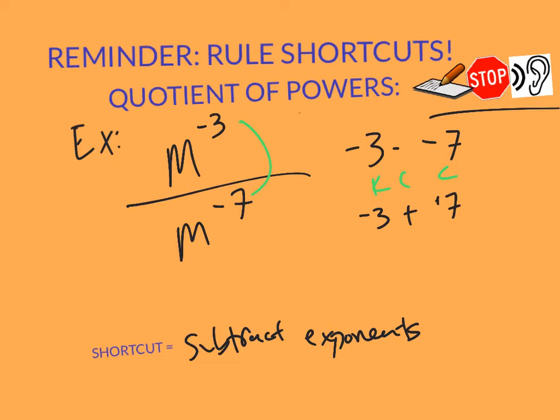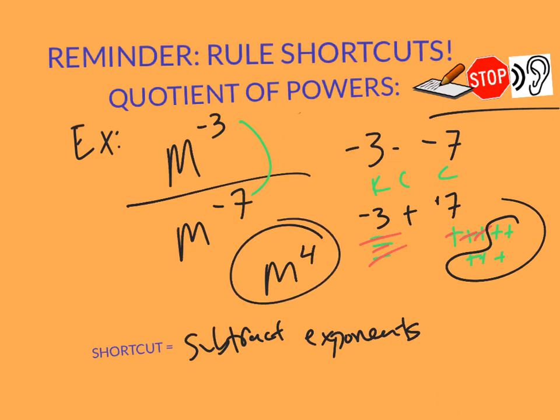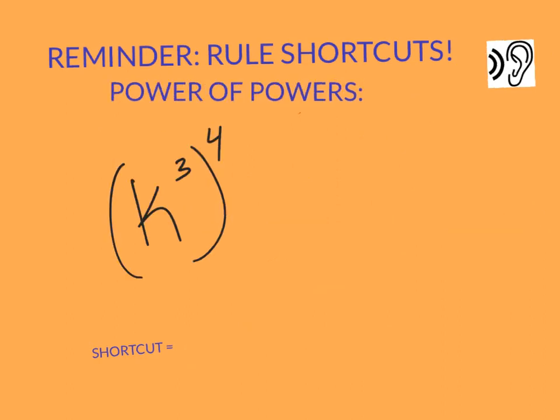And if I have negative 3 plus positive 7, 1, 2, 3 negatives, 1, 2, 3, 4, 5, 6, 7 positives, I get some things to cancel. What am I left with? 4 positives. So my answer is going to be m to the positive 4th, because I subtracted my exponents and I got m to the 4th. So same shortcuts, just a little more complex information. And I would keep my answer as m to the 4th.